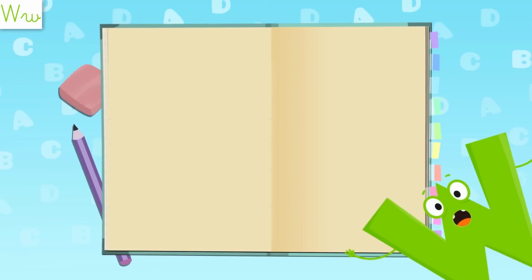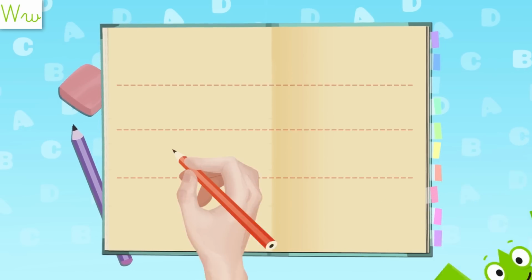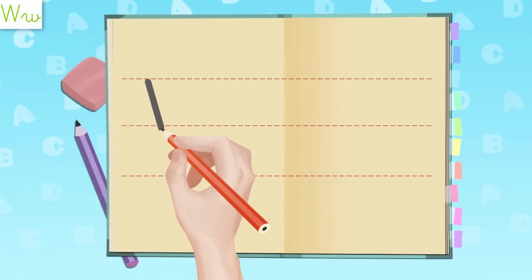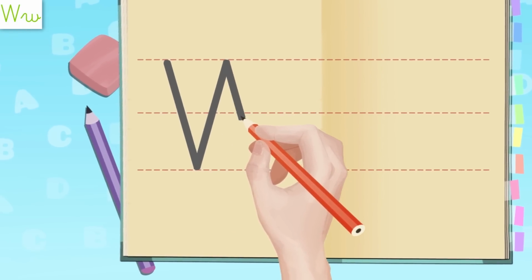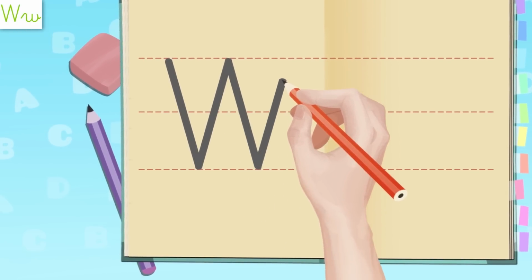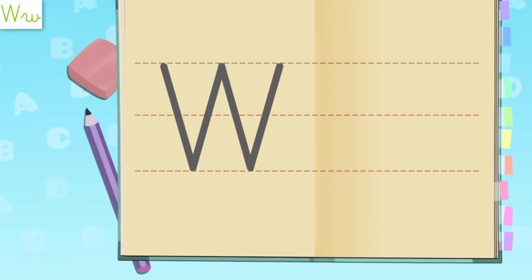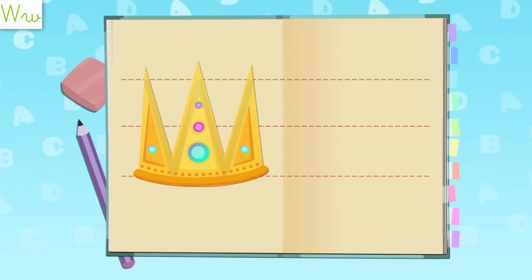Now that we know my sound, let's learn to write me. We start here and make a line down. Now up to here and down again and up. Wonderful! I look like a crown!